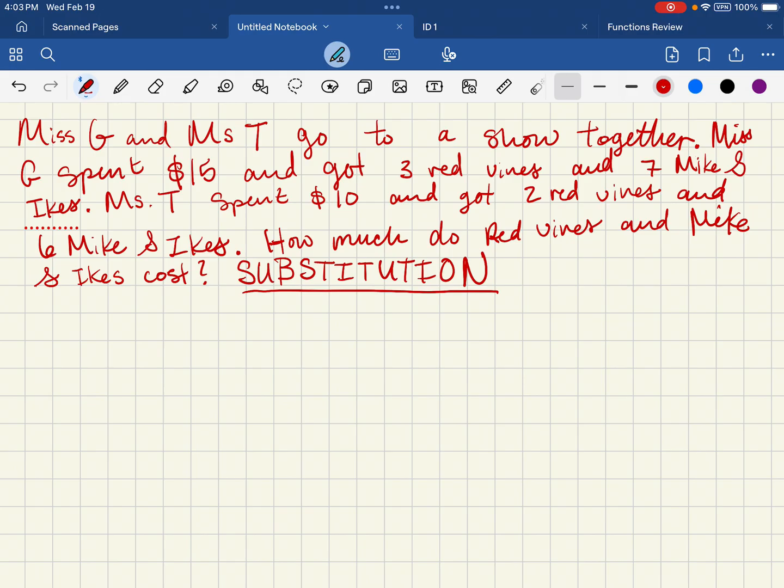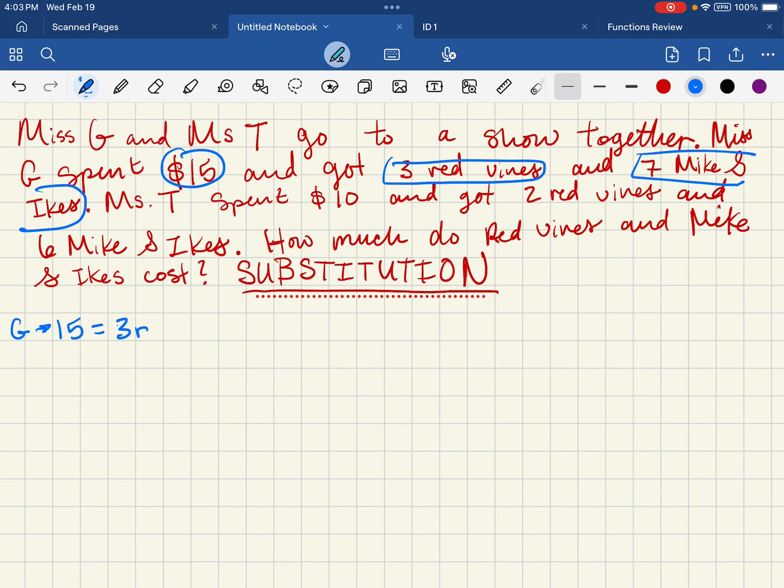Solve by substitution. First thing I want to do is probably write out some equations here. I'm going to use blue for Miss Gunther's equation. It looks like Miss Gunther spent a total of $15. So I'm going to say 15, and this is for Gunther. 15 equals, she got 3 red vines. So 3, I'm going to put R for red vines, and 7 Mike and Ikes. So I'm going to say plus 7M, M for Mike and Ikes.